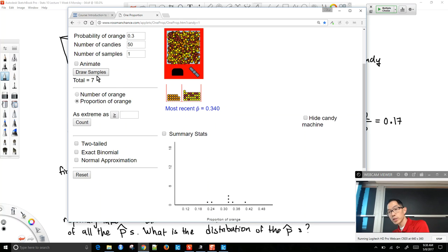And so we can just keep repeating this. We get 34% this time, 22% that time, 38%, 28%, okay? And so after drawing 10 samples, these are the proportions that we've observed after those 10 samples.